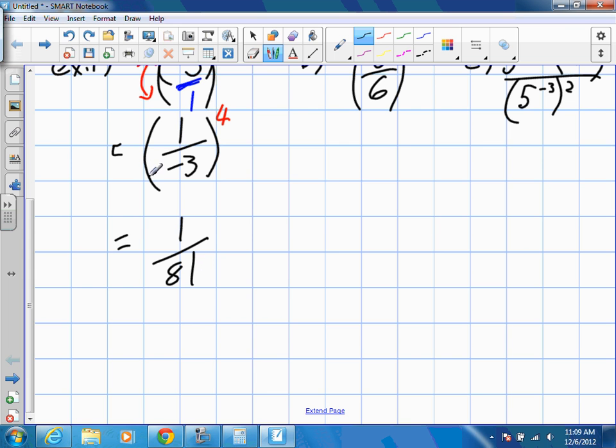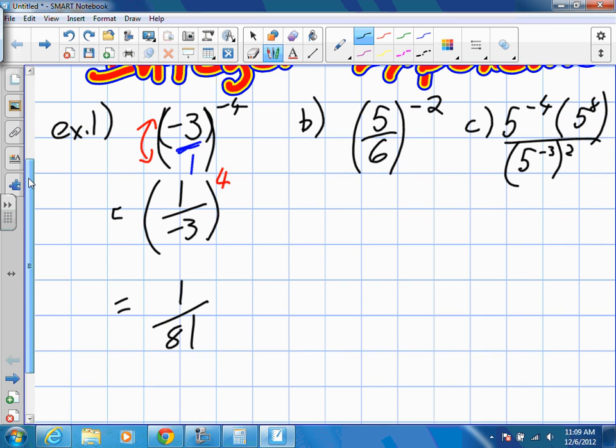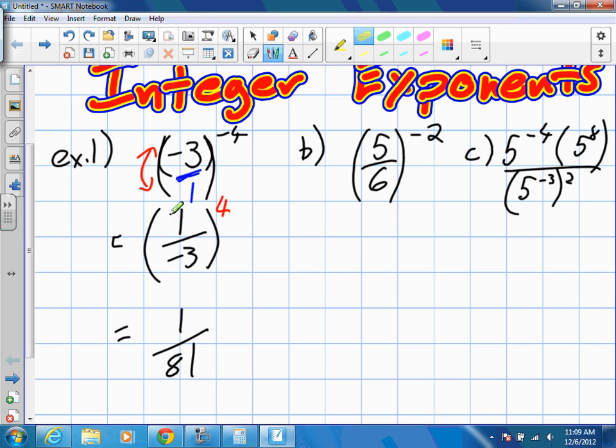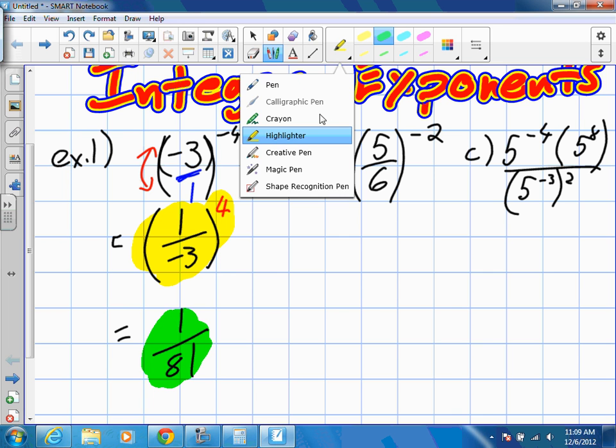Now, if they asked you to keep this as just a positive exponent and a base, I would want you guys to stop here. Okay? If they asked you to evaluate, you guys are going to just take it 1 step farther. Okay, with that exact same idea, we're going to look at question B.